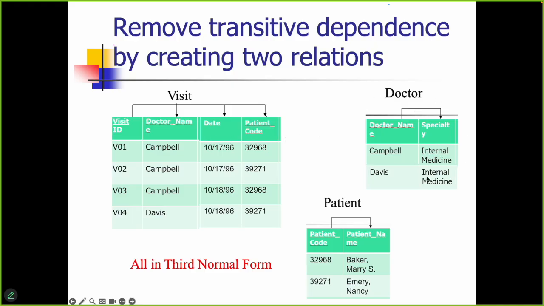And then looking at the doctor table, you only have doctor name and specialty. Assuming doctor name is, for example, unique and this is your primary key, then the dependency between specialty and doctor name here is what type of dependency?